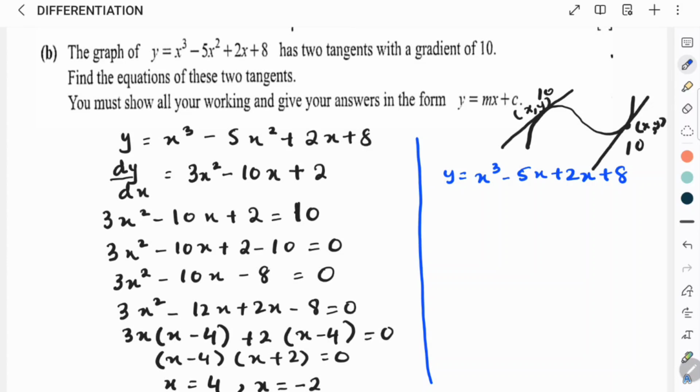Sorry, wait, there's a mistake. This is 3x plus 2. 3x plus 2 here.